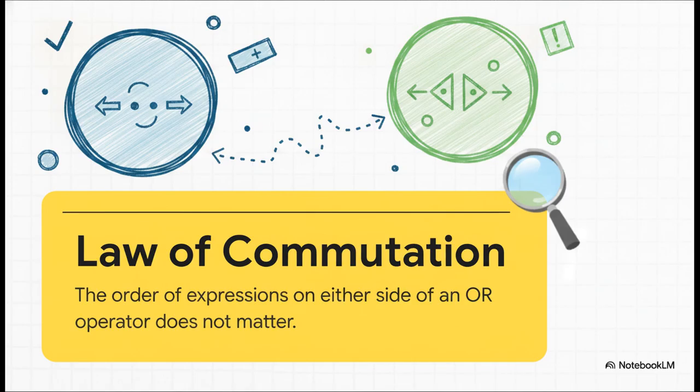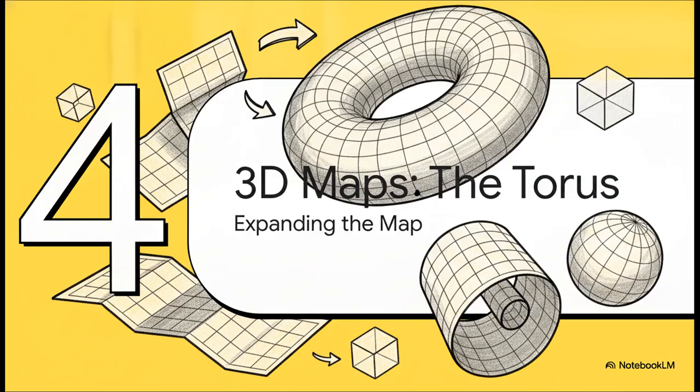Oh, and a quick side note here. You might be wondering, does it matter if I write b or c versus c or b, depending on which box I looked at first? No, not at all. That is what's known as the law of commutation. It basically just means the order of expressions on either side of an OR operator doesn't matter one bit. They are functionally identical.